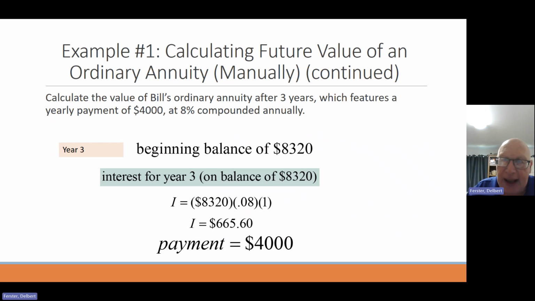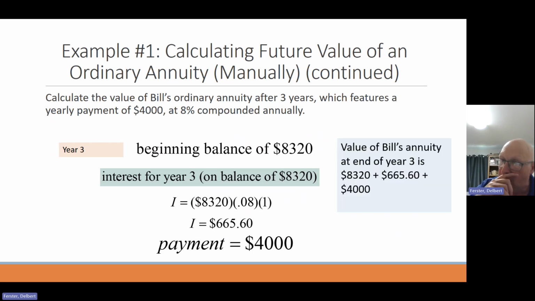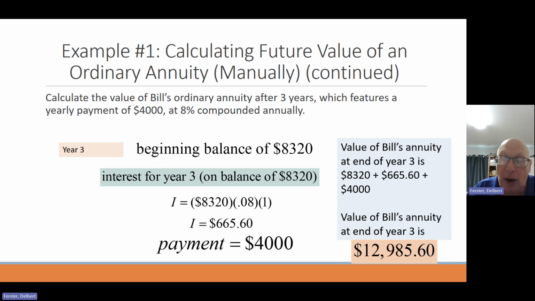All right, so again, if we're looking at his balance at the end of year three, which is what we were asked to calculate in this problem, how much is it worth at the end of that third year? Well, it's going to be the 8320 plus the 665.60 interest earned for that year, plus his third and final installment of $4,000. So there you see the sum of the three values getting ready to be added: 8320, 665.60, and 4,000. At the end of the third year, Bill's annuity has a value of $12,985.60.